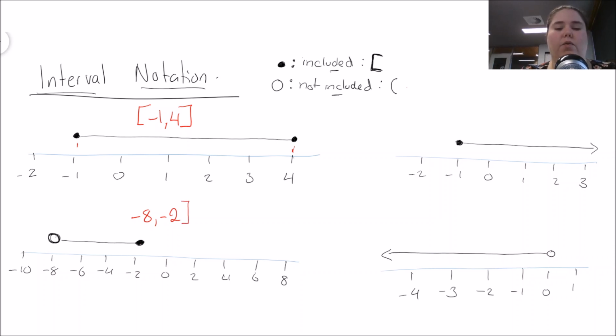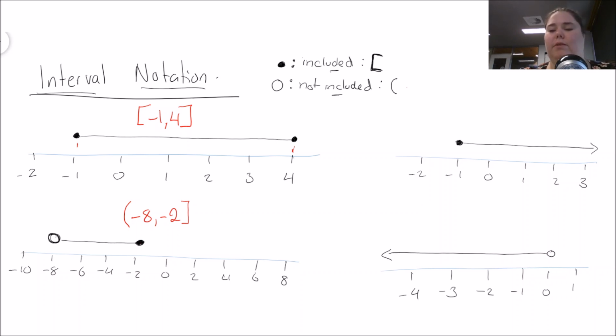And an open dot is like an open hand. See, we're trying to touch it, but we can't actually touch it. So an open hand, open dot, open curvy bracket. So if I just saw this point, I would know that I almost touch -8. I get to -7.9999999, but I never actually touch -8.